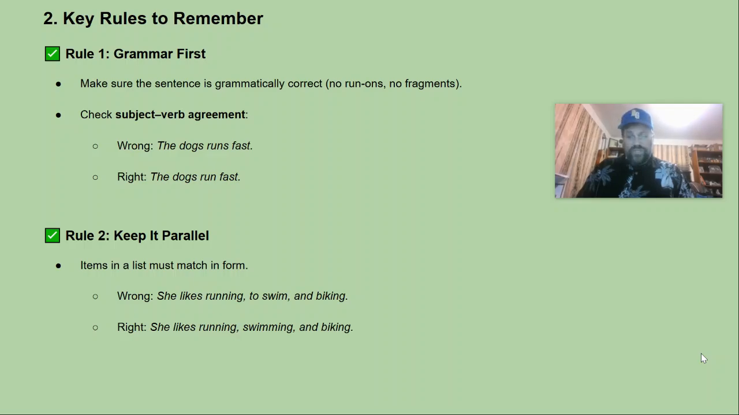Then you want to make sure you keep it parallel, which is something that we've been discussing, that it must match the form. So like, "she likes running to swim and biking." "She likes running, swimming, and biking." And you can tell that they're parallel. It's like parallel lines that run even with each other. You want your sentences to match, so that it runs even with each other.